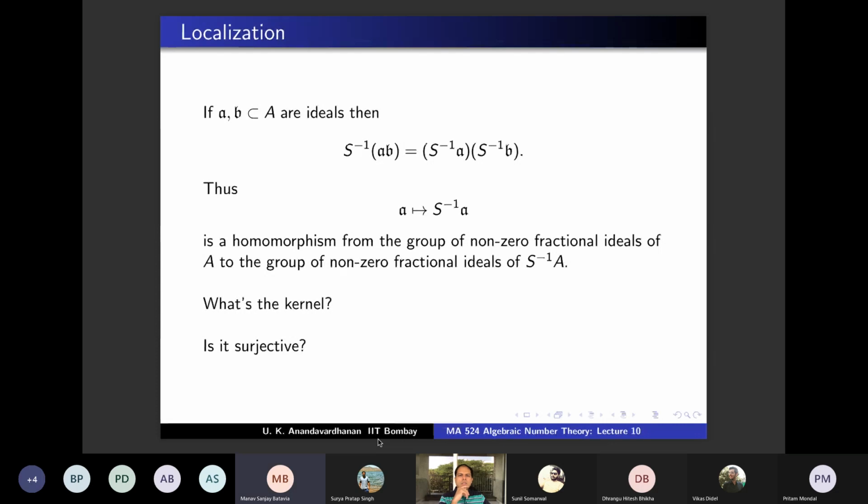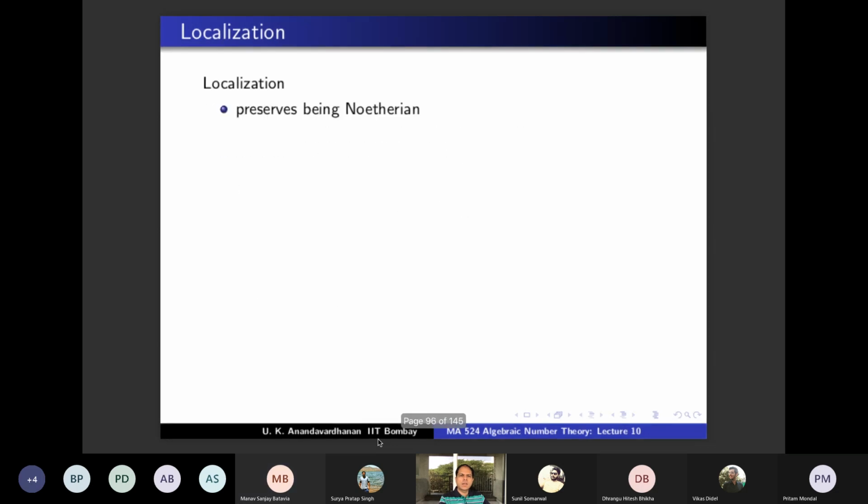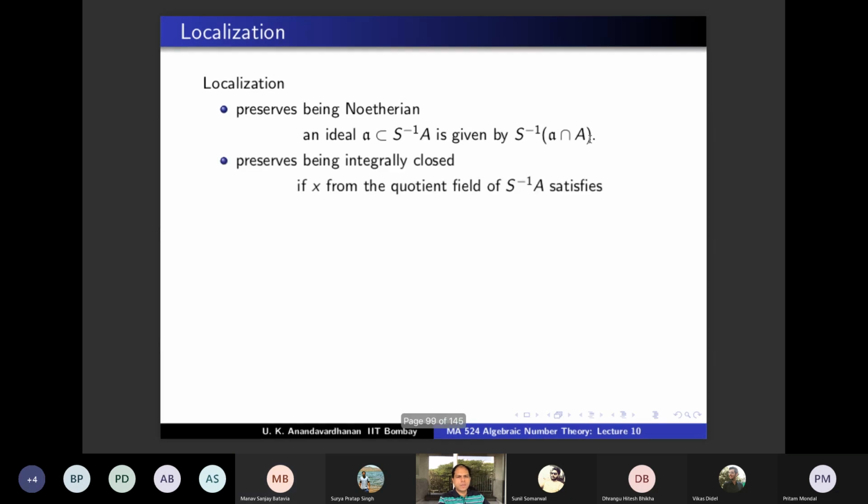And next question is, is this map surjective? A going to S inverse A, is this map surjective? Is it onto? This you have already answered. Manav had answered it in the previous slide, right? When I asked this question here, you said that any ideal is coming from the ideal there, right? Any ideal is of the form S inverse of A intersection A. But if this is true for ideals, this is true for fractional ideals also. Yes. So it is surjective.